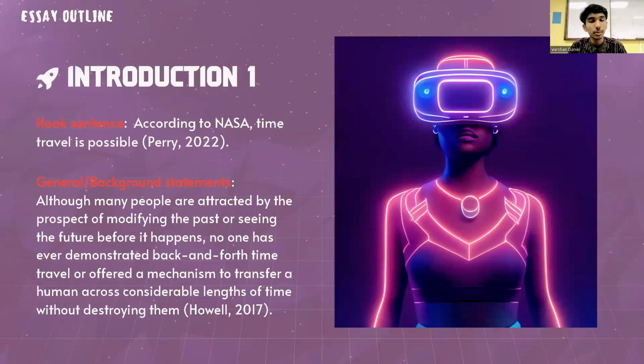travel is possible. As the role of a hook sentence is to give the readers an overview of what the essay will be about, I chose that sentence to let the readers know that time travel has been made possible, and this essay will either be about time traveling or an experience of time traveling.